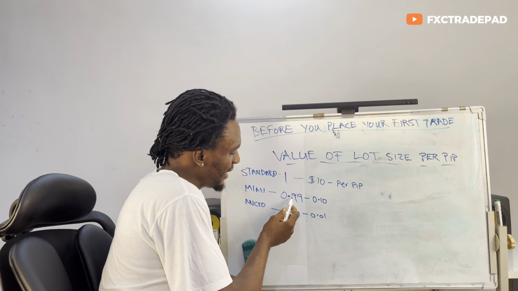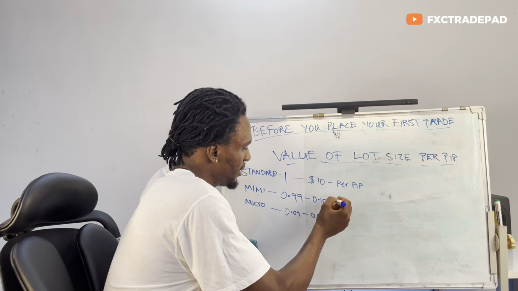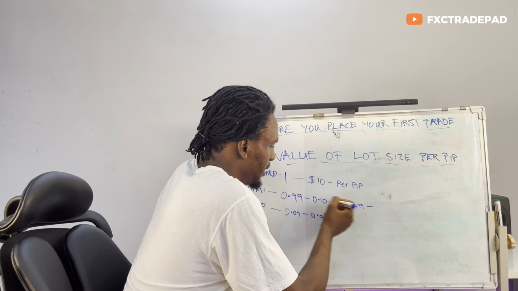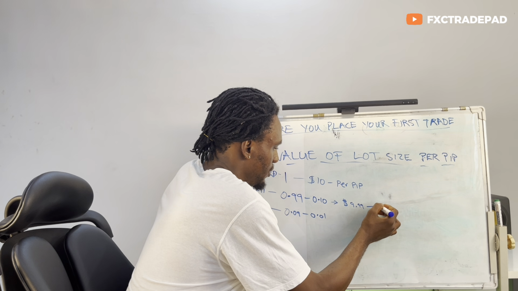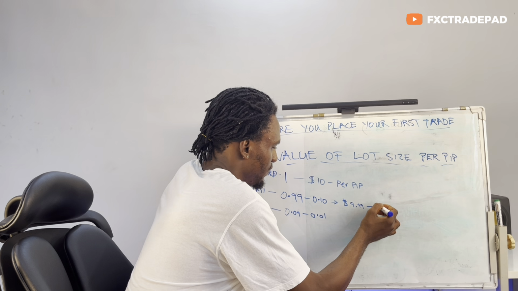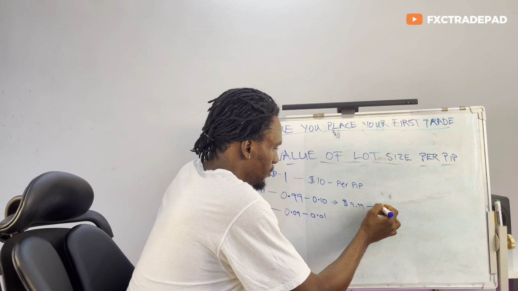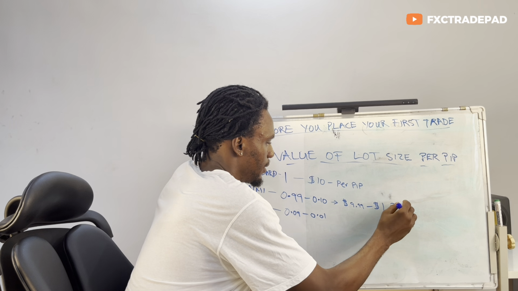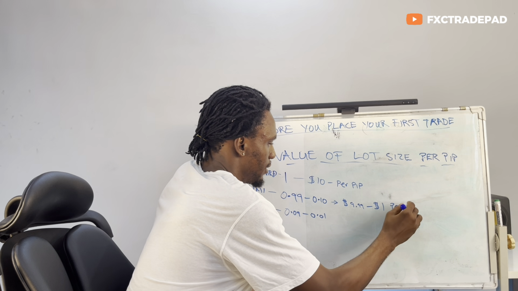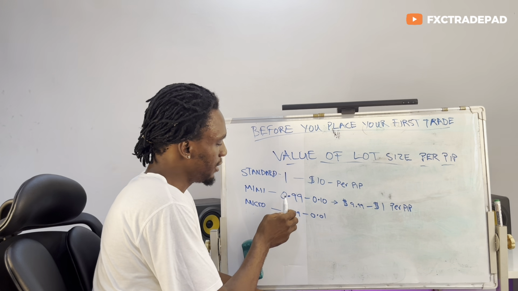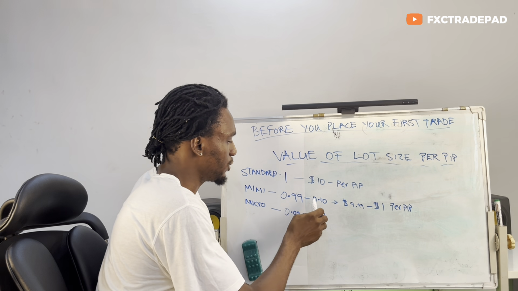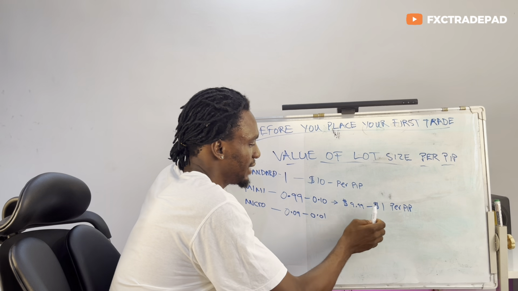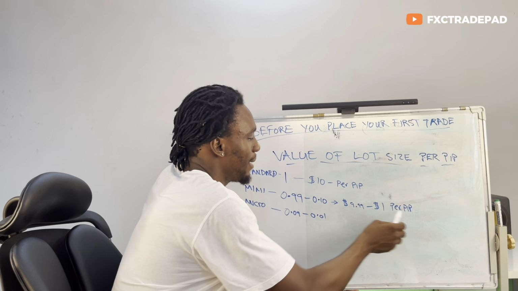For mini lot size, that is 0.99 down to 0.10, it is equivalent to 9.99 dollars down to $1 per pip.